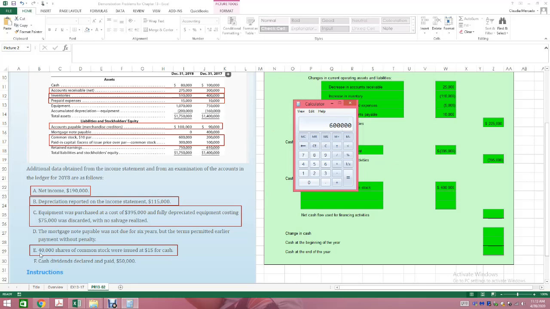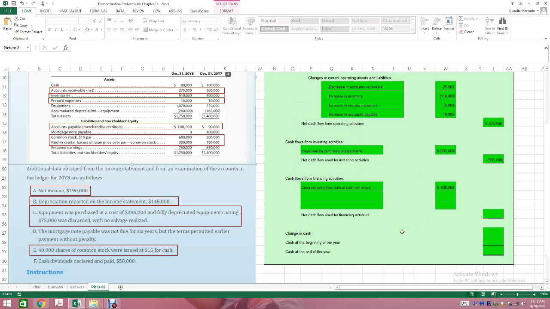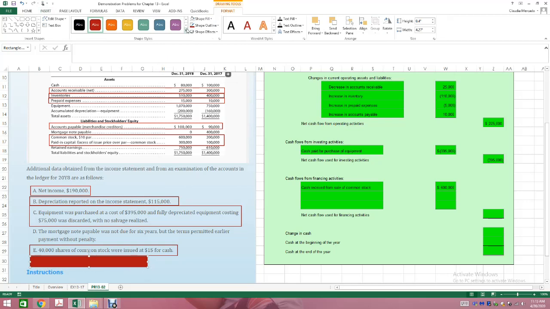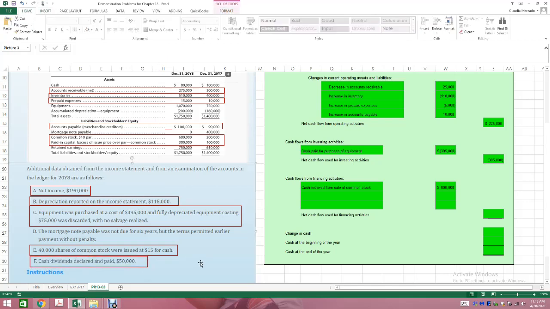So you can either get it from down here, by multiplying your shares of stock times the price, or you can get it by getting the difference between these two accounts. Both of those methods give you the $600,000 figure. So that is cash that was received. What else happened? Well, you paid out some dividends. Awesome. It's a good year. We paid out $50,000 in dividends.